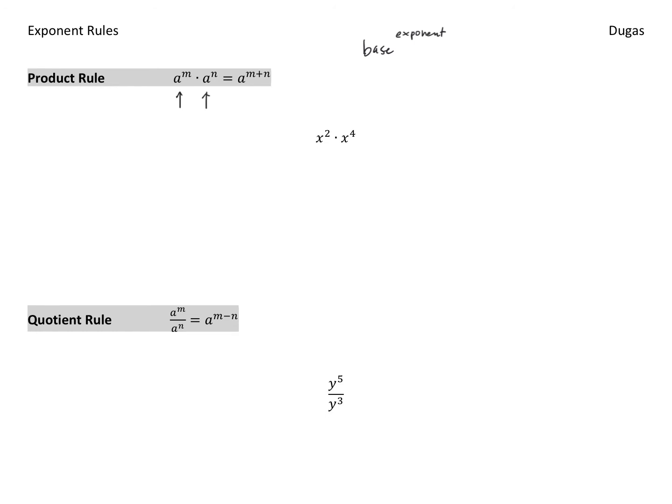So notice we have x squared times x to the fourth. They both have x as the base. X squared means x times x. And x to the fourth means x times x times x times x. So x squared, we have two x's multiplied together. X to the fourth, we have four x's multiplied together. But really you can see that that's just multiplying six x's together. So x to the sixth. And you'll see that 2 plus 4 is equal to 6. So that is the product rule. And again, that applies only if the bases are the same.